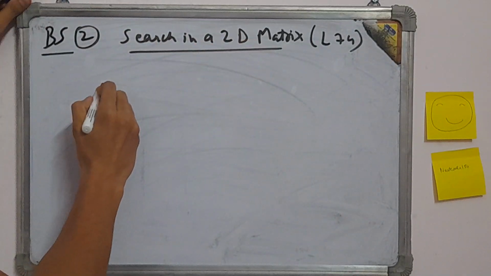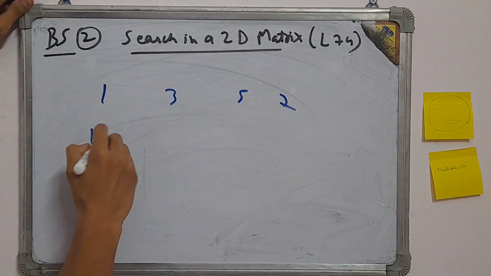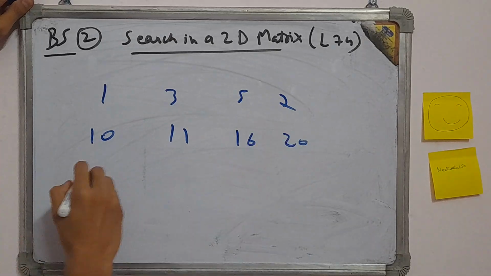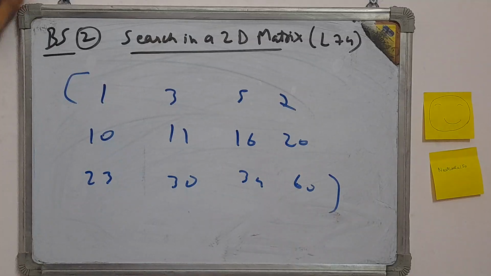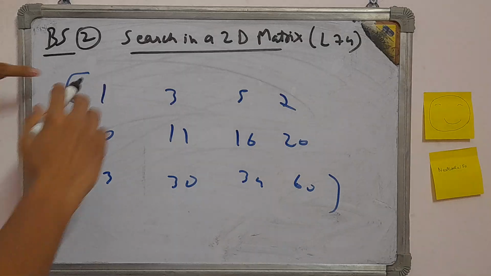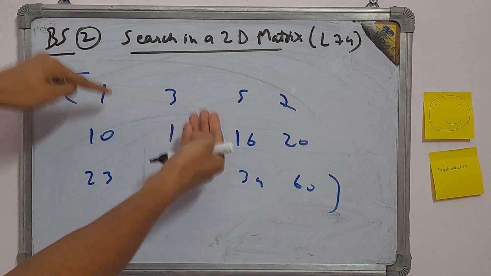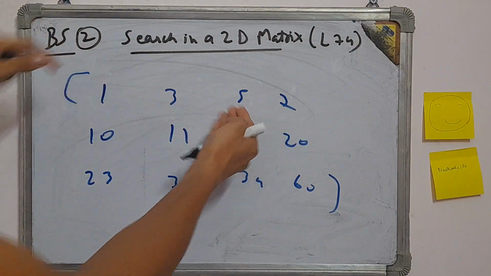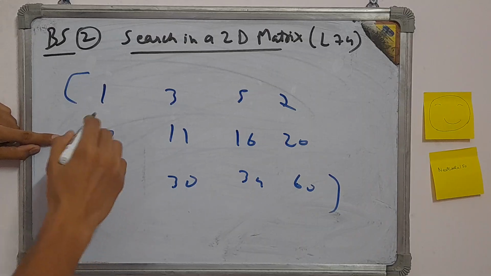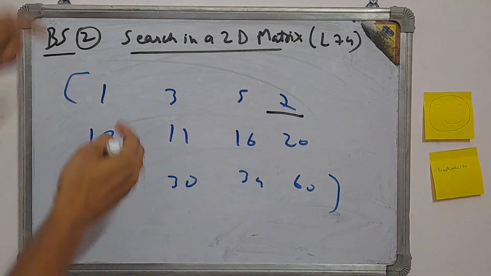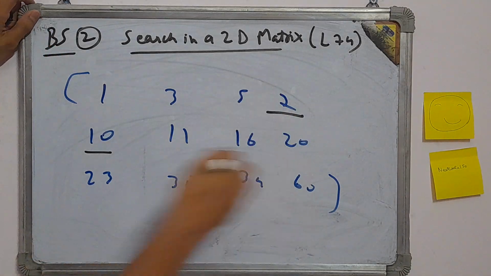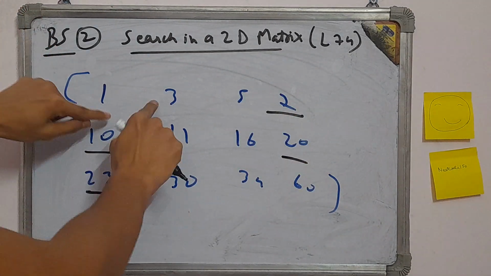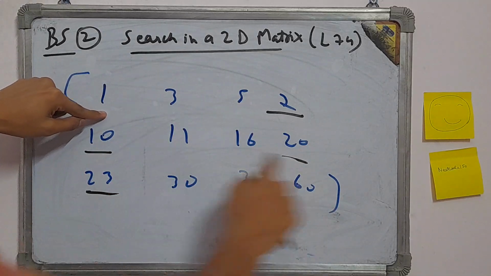We have a 2D matrix. Let's say the matrix is 1, 3, 5, 7, 10, 11, 16, 20 and 23, 30, 34 and 60. Okay, this is the matrix. In this question it specifically says that the matrix is sorted. That means each row is sorted: 3 is greater than 1, then 5 is greater than 3, then 7 is greater than 5. And the first element of each row is greater than the last element of the previous row. So 23 is greater than 20. Okay, so this is the order basically, 7, then this order, then this order.